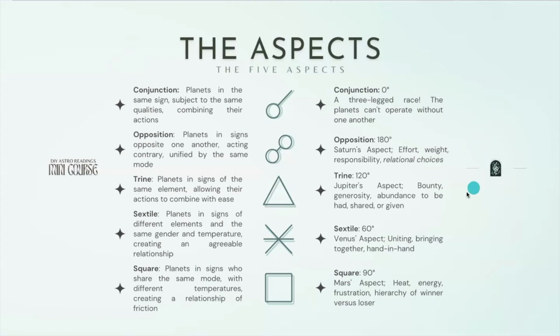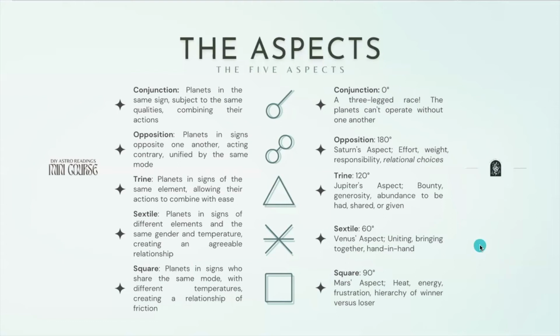Then we have a trine. These planets are in signs of the same element, and that allows their actions to combine with ease. Because it's Jupiter's aspect at 120 degrees, it's this idea of generosity, gifts, bounty, or just general abundance that's either being had or shared or given to one another.